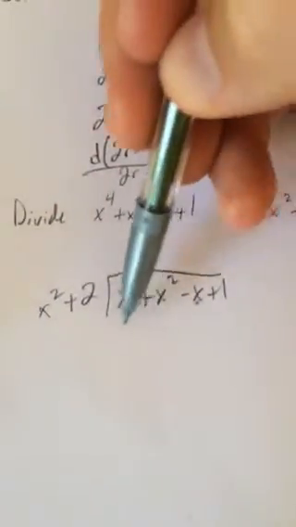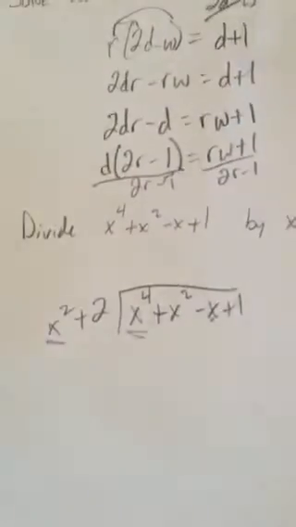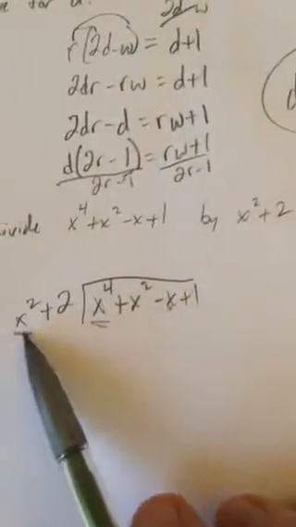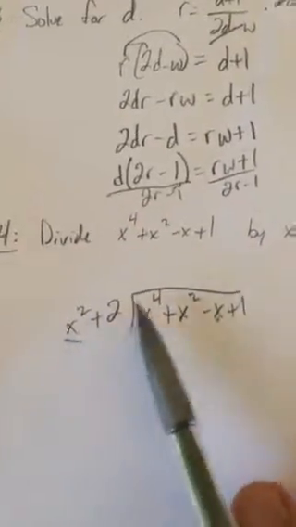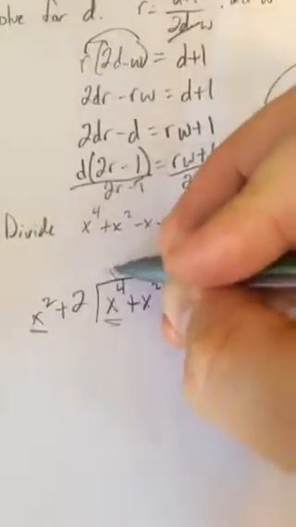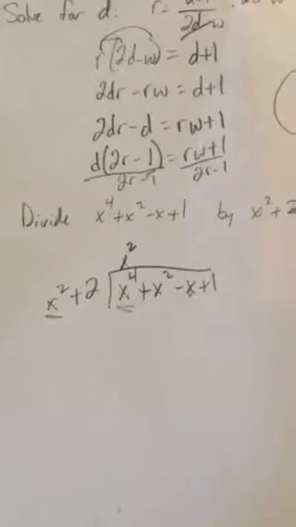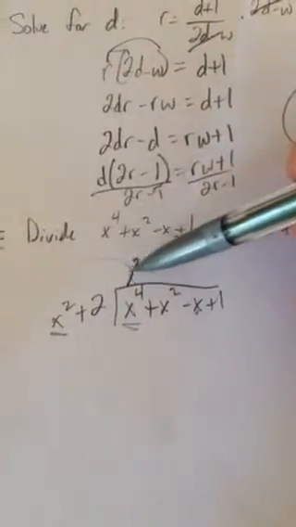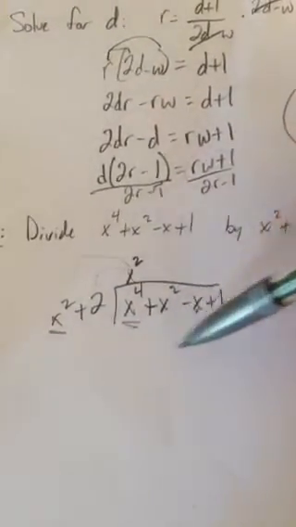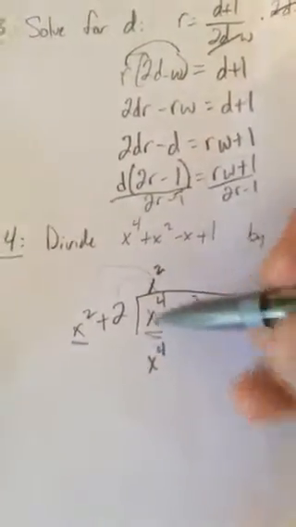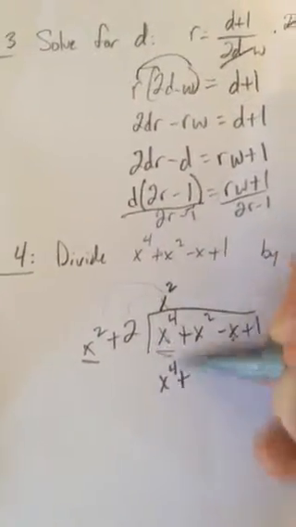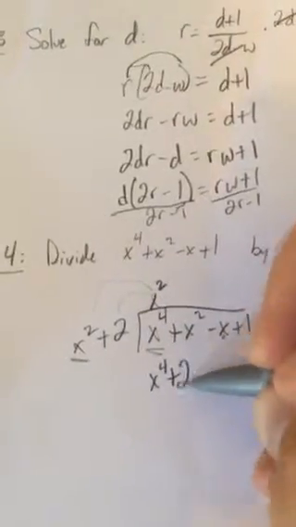Now remember, in long division, you take the highest exponent here, and you try and figure out, okay, how does that turn into that? What can I multiply this by to get that? Well, if this has x squared, I would need another x squared to make x to the 4th. Then make sure you distribute that or multiply it to get this next line. So x squared times x squared is x to the 4th, and then plus 2 times x squared is 2x squared.